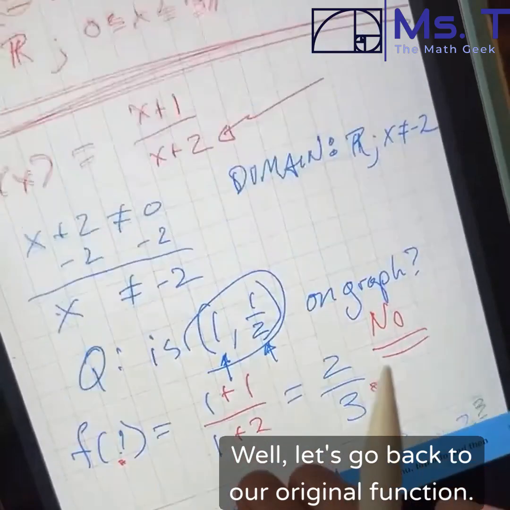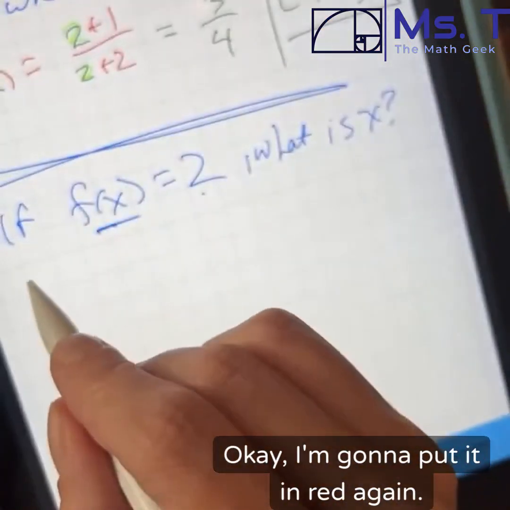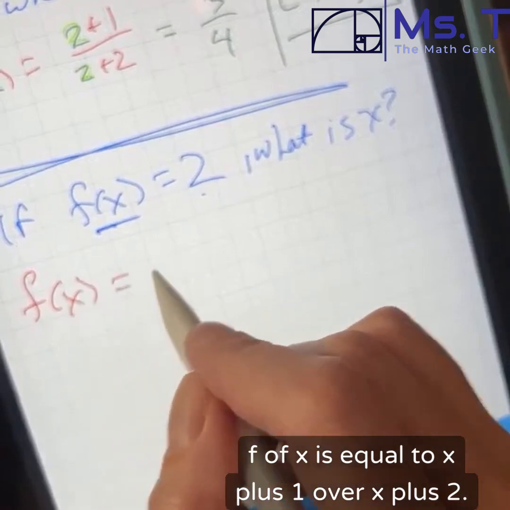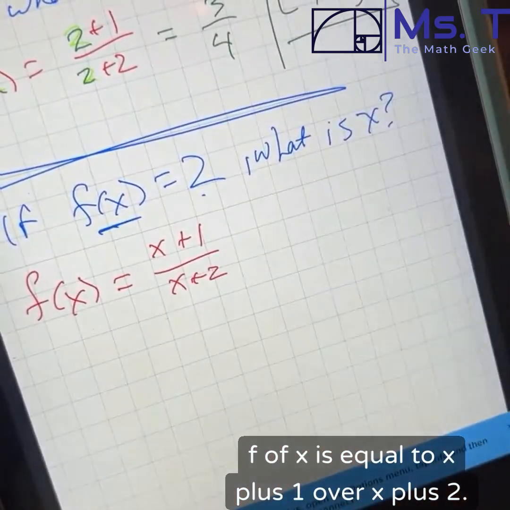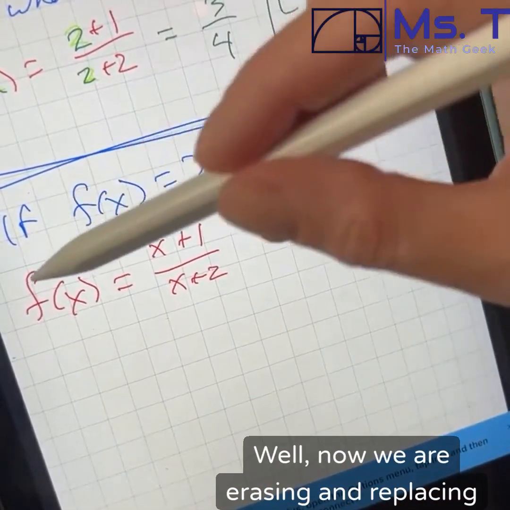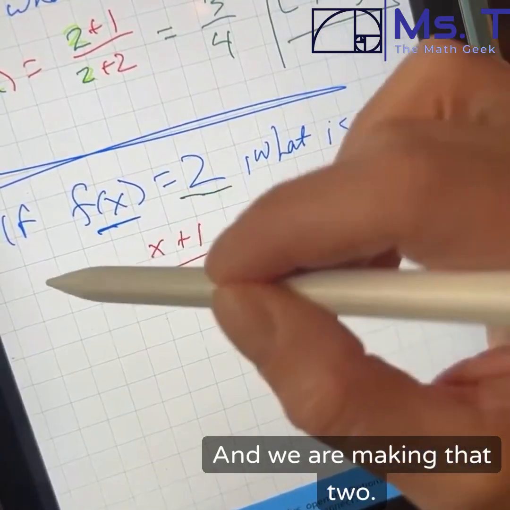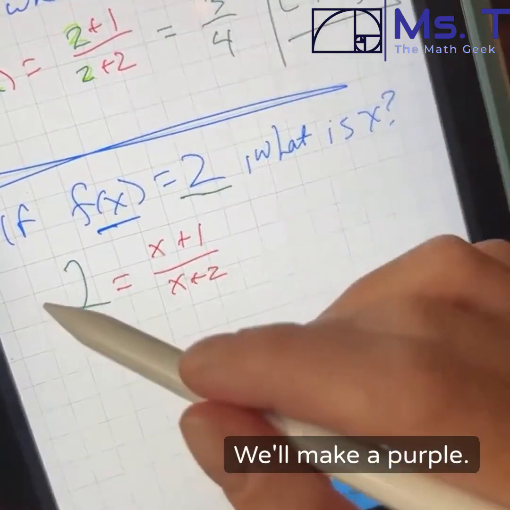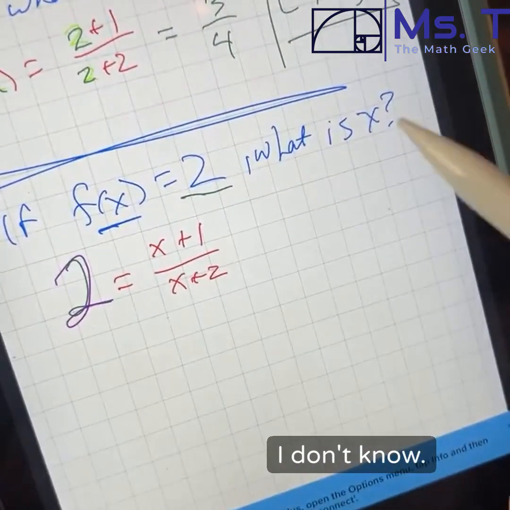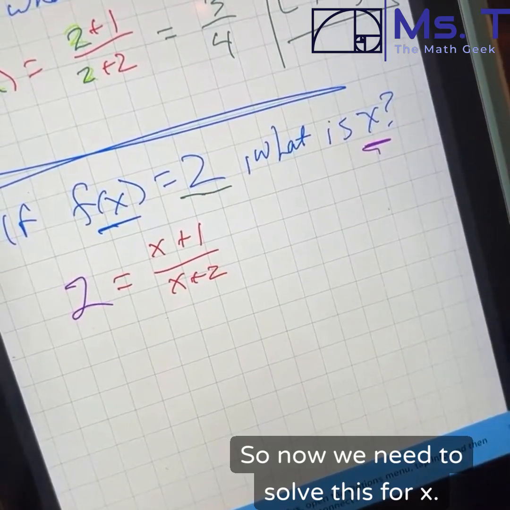Well, let's go back to our original function, okay? I'm going to put it in red again. f of x is equal to x plus 1 over x plus 2. Well, now we are erasing and replacing this, and we are making that 2. Should be a completely different color, just to prove that we did. We'll make it purple. Can you see purple? I don't know. So now we need to solve this for x.